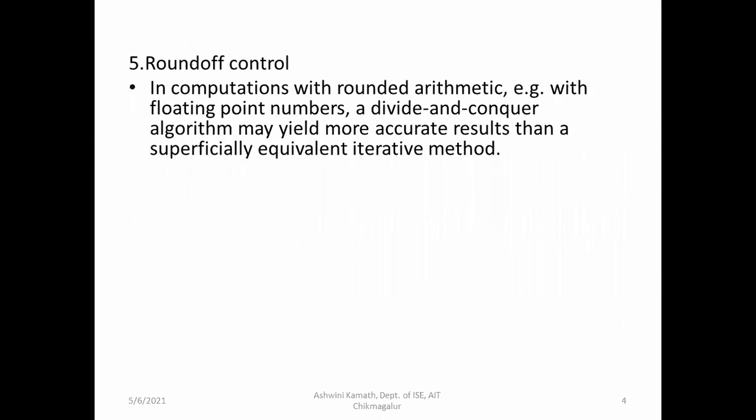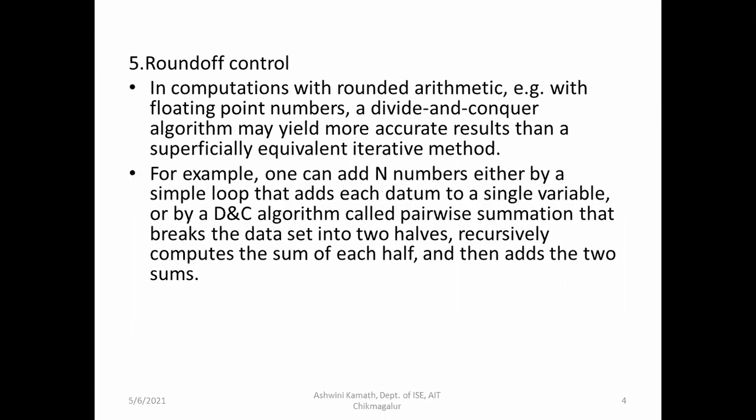Round-off control. In computation with rounded arithmetic, for example with floating point numbers, a divide and conquer algorithm may yield a more accurate result than a superficially equivalent iterative method. For example, one can add n numbers either by a simple loop that adds each datum to a single variable, or by a divide and conquer algorithm called pairwise summation that breaks the data set into two halves, recursively computes the sum of each half, and then adds the two sums.